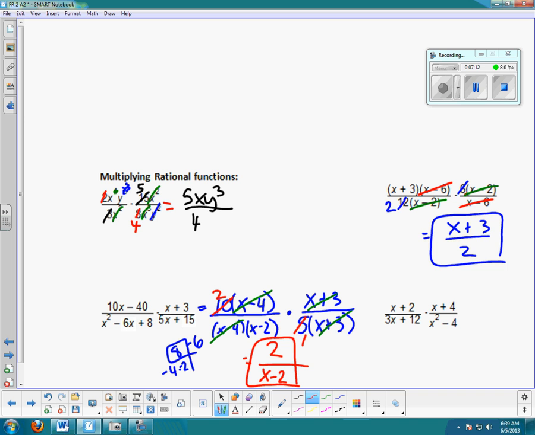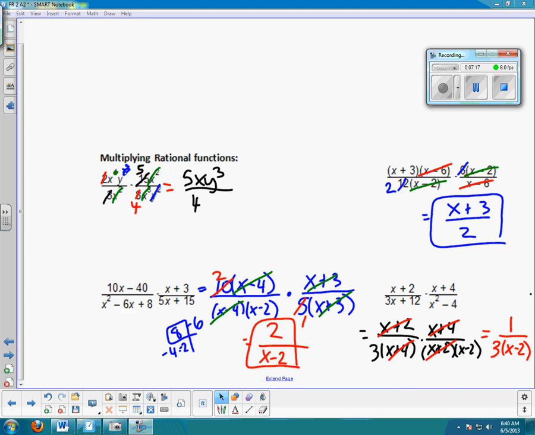Go ahead and pause the video and do the last problem and then come check your answer. Okay, hopefully you guys were able to see that in the bottom of the first fraction, you can take out a greatest common factor of 3. And in the bottom of the second fraction, this is a difference of squares. It's really important that you can recognize a difference of squares. Each term is a perfect square, and they are subtracting, which is what this is. So it factors into x plus 2, x minus 2.